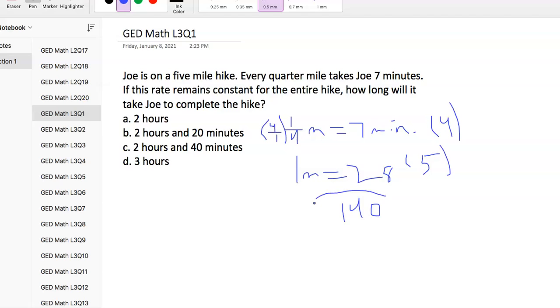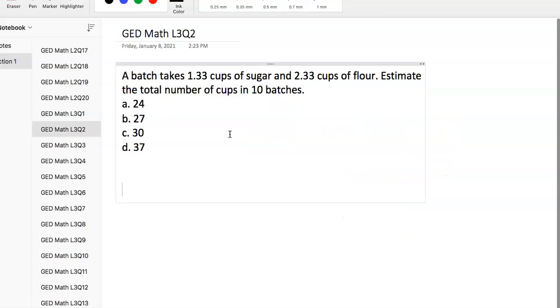Okay, and so that's the total number of minutes for the 5-mile hike, but they didn't do it in total minutes, they did it in hours and minutes. It's what we want to know, right? 60 minutes in an hour. So 60 times 2 is 120. So 120 minutes in 2 hours, and then add another 20 minutes on it. 2 hours and 20 minutes is 140 minutes. And that's our answer for this first question here.